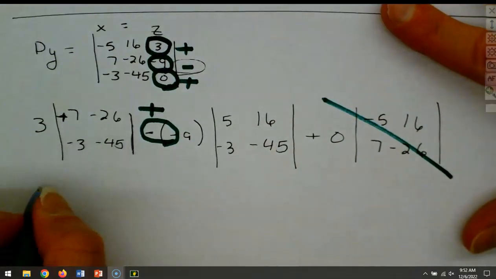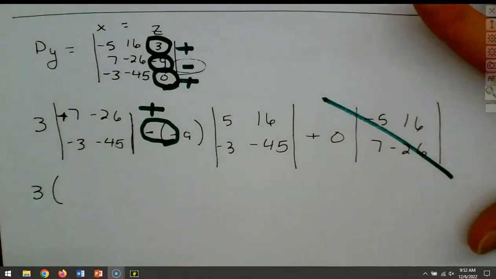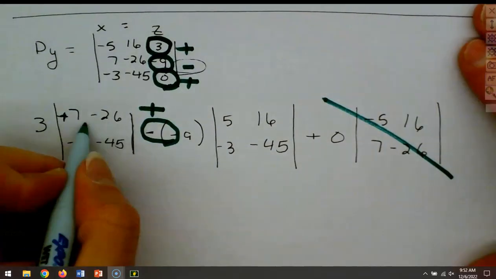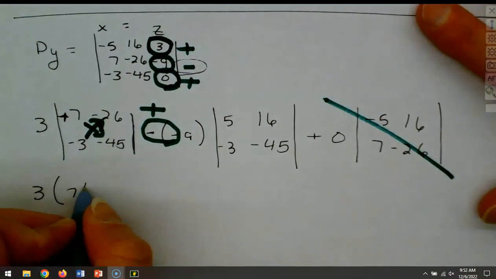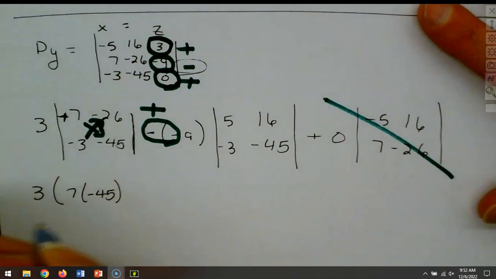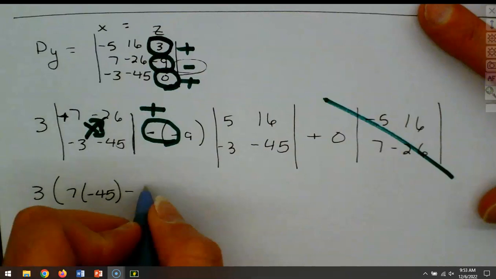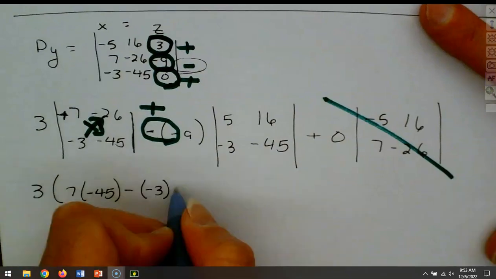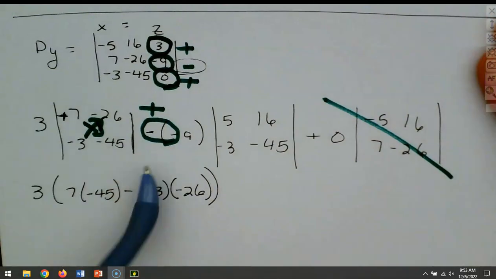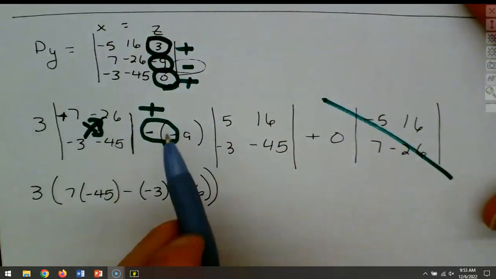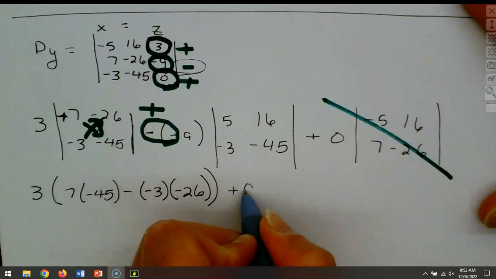So, what do we have? We have 3, and we cross multiply. So that's 3, and then we have 7. That's a minus 45. Minus, watch all your negatives here, a minus 3 times a minus 26. So there's that. Then 2 negatives in front makes it a positive 9.